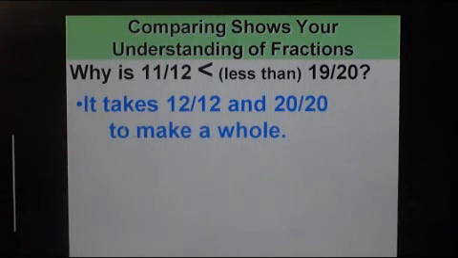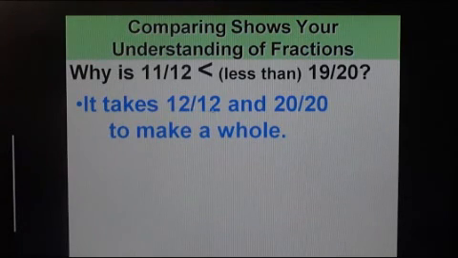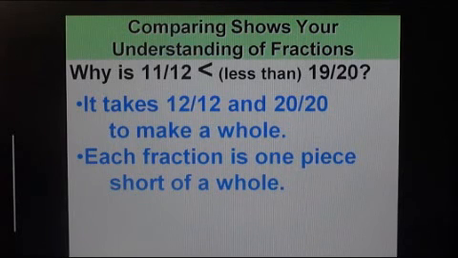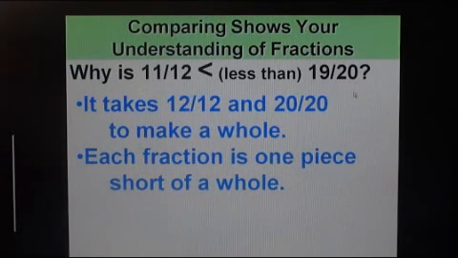Well, let's think about this, and this is important. It always takes the same amount, top and bottom, to equal 1. If you have 12ths, and you have all 12 of them, you have the whole thing. Same thing with 20ths, or any denominator for that matter. If you have 20ths, and the top number is 20, that means that all of the 20ths are present, so you have the whole thing. In these two fractions, you'll notice that you're one piece short of the whole. This is 1/12 short of the whole, and this is 1/20 short of the whole. So we're just using a little bit of common sense here.